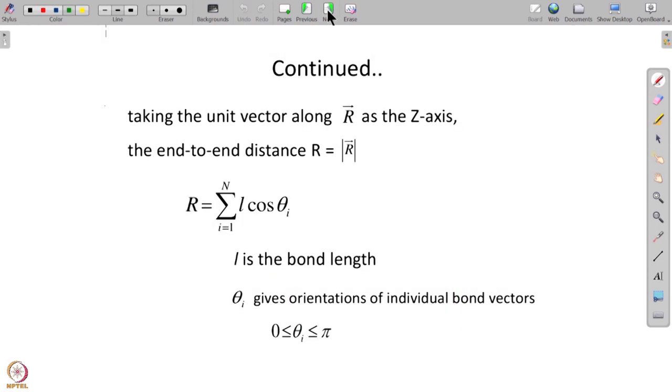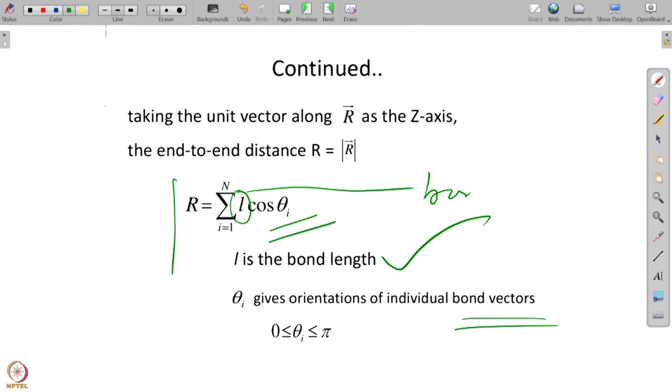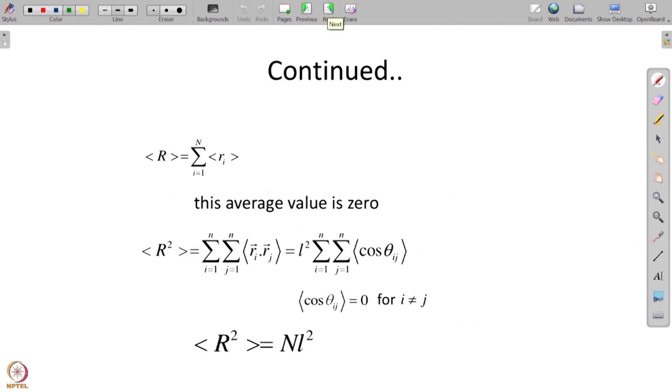And then we can continue a little bit. Cos theta i is the angle the bond makes with that direction. If L is the bond length, as it is given here, and theta i are the individual bond vectors, then cos theta i is random, just between minus 1 and plus 1, as I said. Then R square becomes L square times a double sum, and one of them gives you 0 or 1, so this double sum becomes proportional to n.